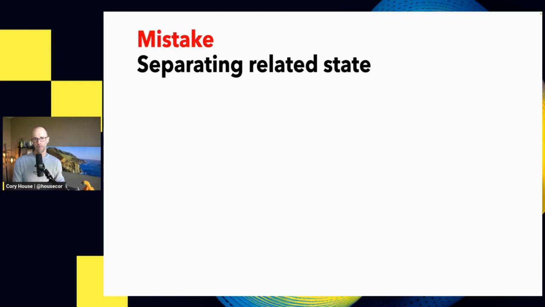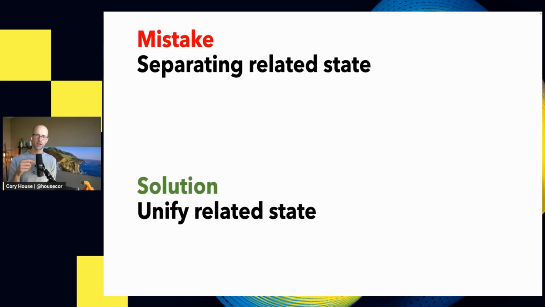Let's move on to state, which to me is maybe the most important topic as part of this conversation, because I think state in React might be the place that I see the most struggles. First one, separating related state. When I talk about separating related state, I mean, if you find yourself declaring multiple useState calls that are actually related to the same concept, it can be useful to unify that related state.